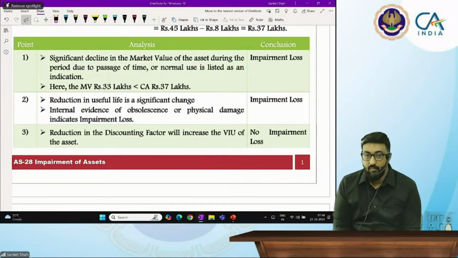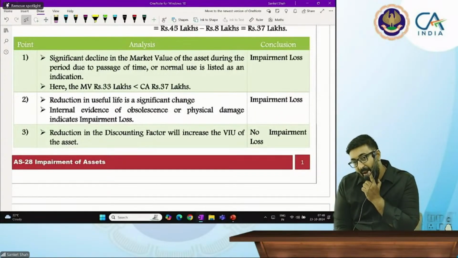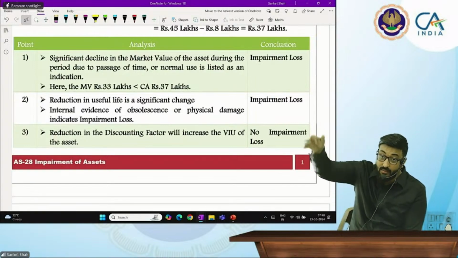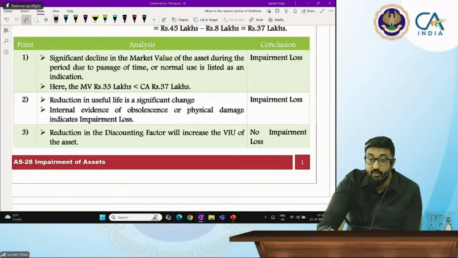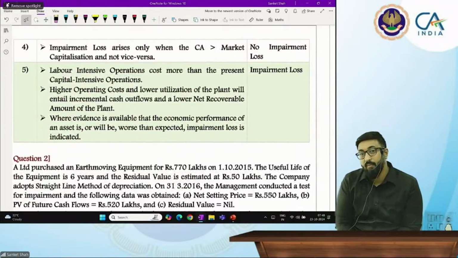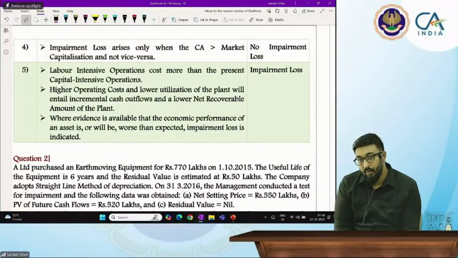Reduction in the discounting factor will increase the value in use of the asset. It will increase the value in use, so there is no impairment loss. Correct? Yes, sir. Impairment loss arises only when the carrying amount is greater than the recoverable amount, not vice versa. Understood? Yes, sir.